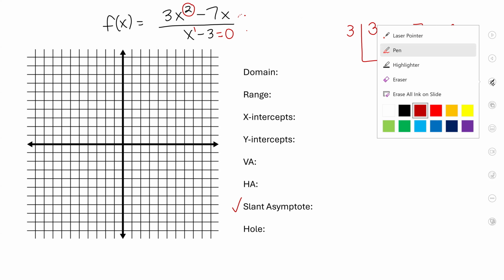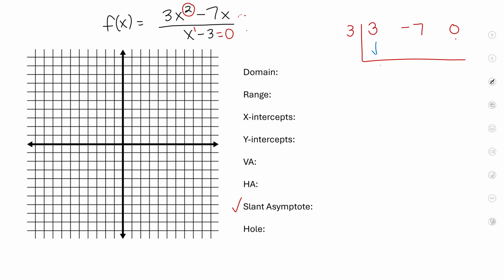Okay, so we're going to bring down the first coefficient, and then you multiply. 3 times 3 is 9. And then you add, you get 2. Multiply, you get 6. Add, you get 6. We started out with a quadratic, because this is a 2. So we're going to go 1 degree down, and it'll be linear. So this is your equation. That was just a remainder. This is your slant asymptote: 3x plus 2.